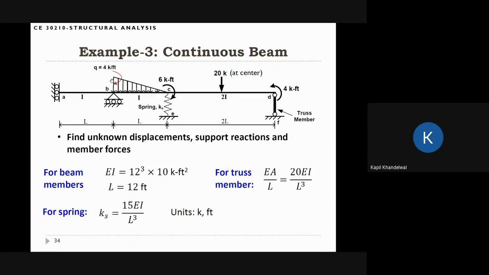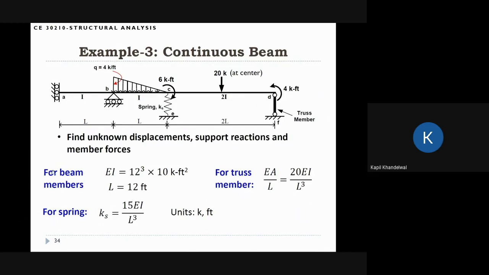And in BC, I put a triangular distributed load. And at the midspan of this span CD, there is a vertical load of 20 kips that is acting downwards. And at C, I'm also applying a moment that is acting in the clockwise direction, and the moment is 6 kip-ft. And at D, there is a moment acting in the anti-clockwise direction, and the value is 4 kip-ft.